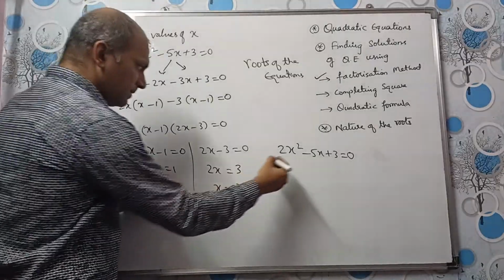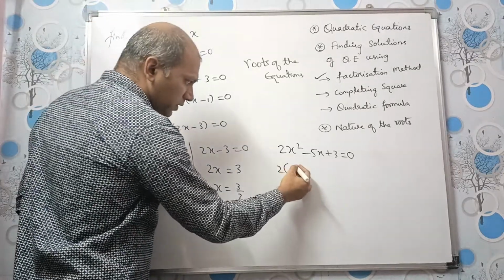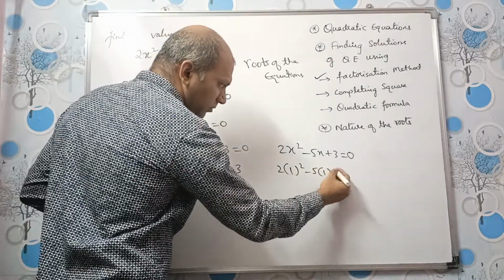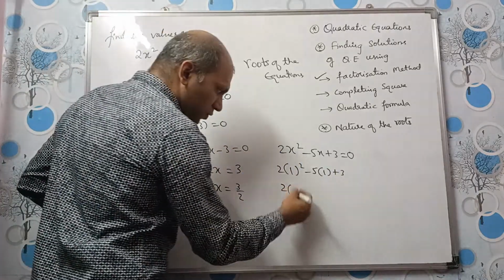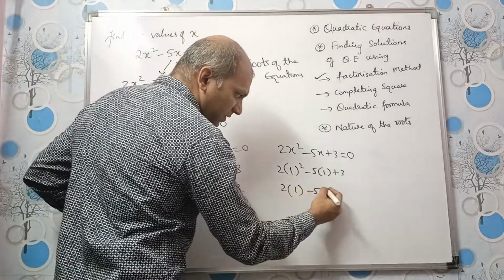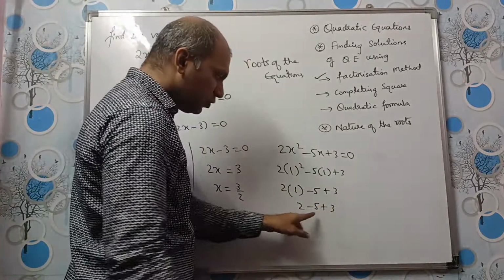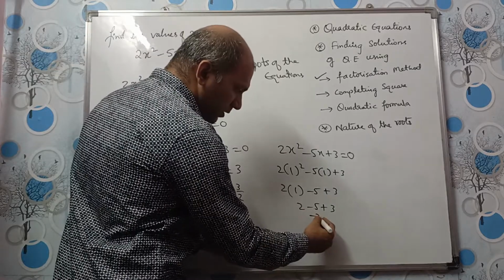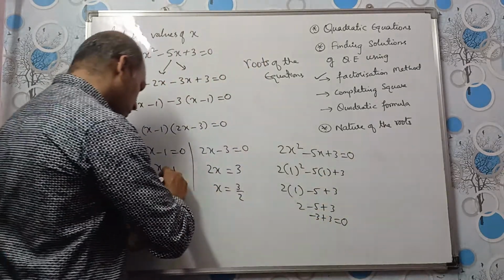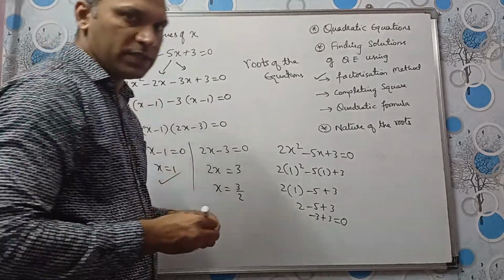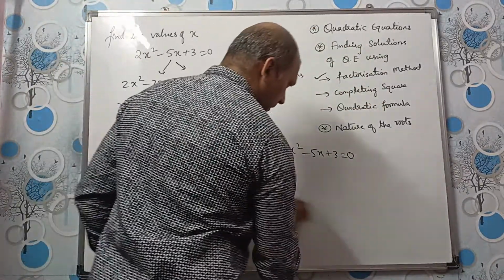Let us check. Let us substitute x is equal to 1. We got x is equal to 1 here, right? So this is 2, 1 square, minus 5 into 1 plus 3. In place of x, we are writing 1. So this is 2, 1 square is 1, minus 5 plus 3. This is 2 minus 5 plus 3. 2 minus 5 is minus 3. Minus 3 plus 3, it is equal to 0. See, we got 0, which means this value is satisfying the equation, right? That means that x is equal to 1 is correct.